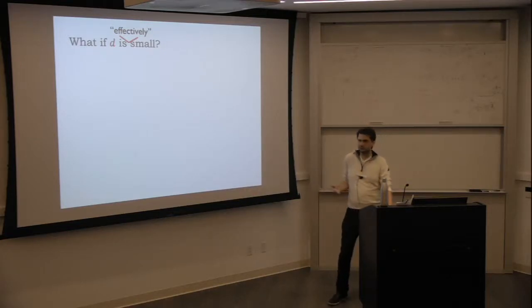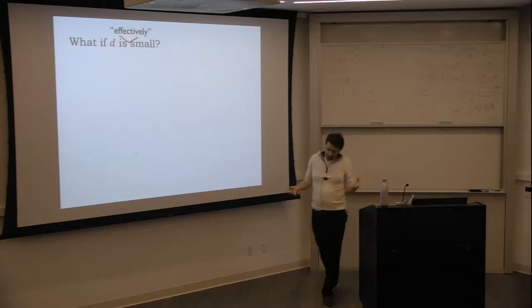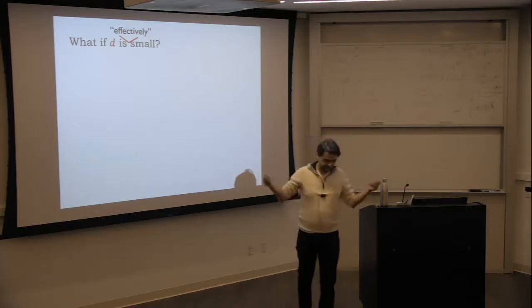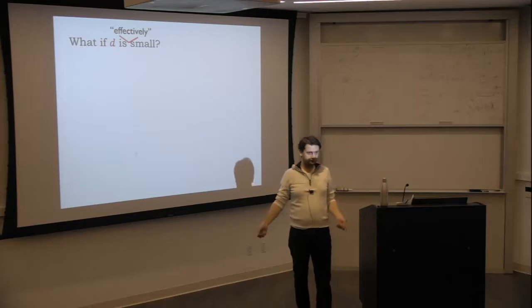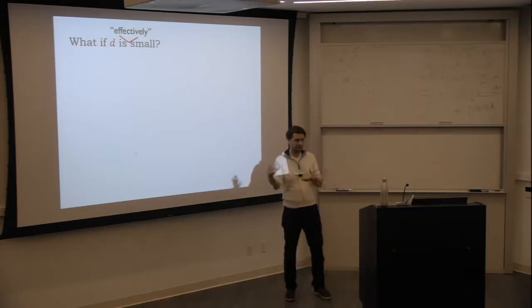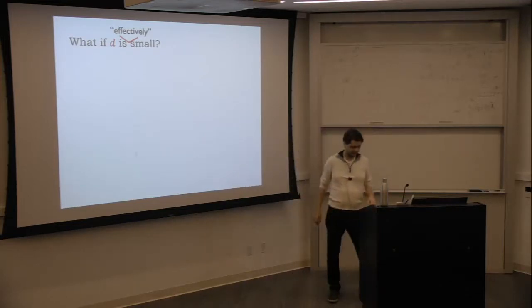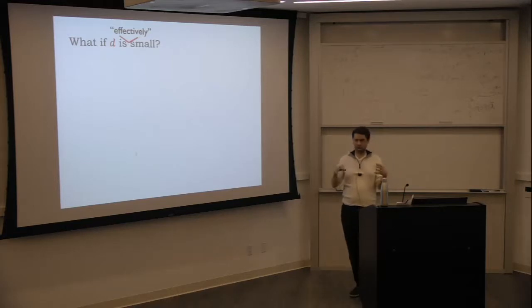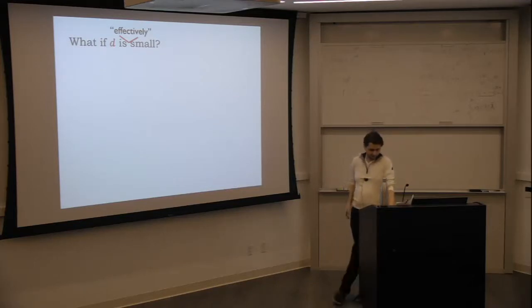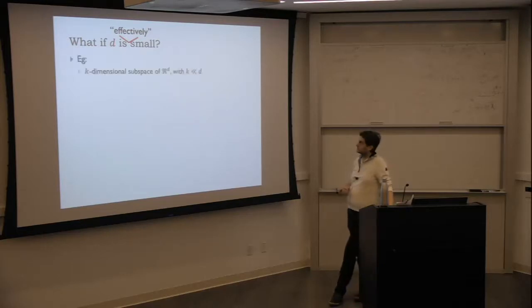And somehow, for images, we expect that to be the case because the degrees of freedom is definitely not the number of pixels, because we have a few objects, maybe, and the image is composed of just a few variables to describe the image, right? Maybe this chair is present, this person is present, and that's it. Okay, so what about this effectively, right? The question is really how to define the notion that dimension is effectively small.